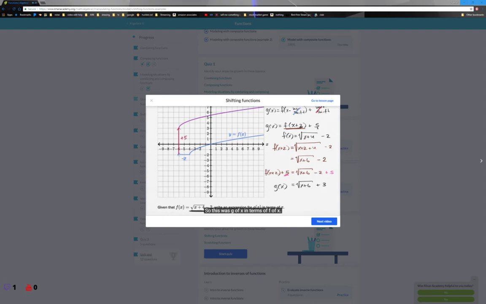So this was g of x in terms of f of x. But then they told us what f of x actually is in terms of x. So I said, okay, well, what is f of x plus 2? For f of x plus 2, we substituted x plus 2 for x, and we got this. But g of x is f of x plus 2 plus 5. So we took what we figured out f of x plus 2 is, and then we added 5, and that's what g of x is. And then we are all done.